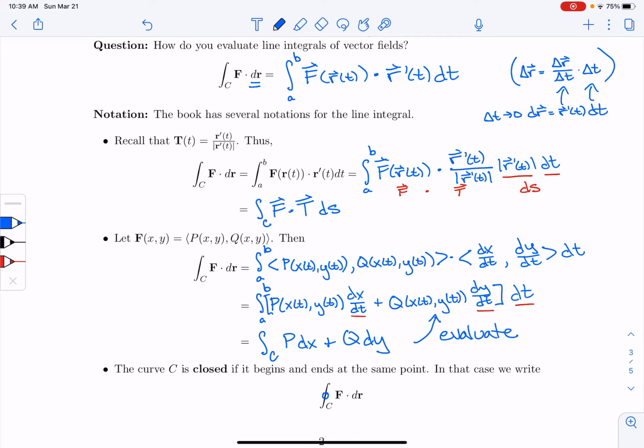So as you're working through problems on line integrals, be aware of the different types of notation that might be used. It is more likely that you will see this notation, or this notation, or this notation.